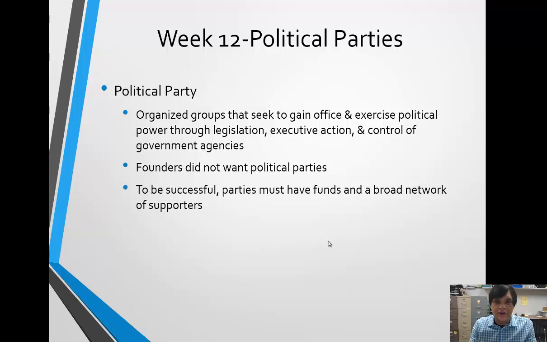If you remember from the original lecture, remember that the founders did not want political parties. They were really worried that political parties were just going to dumb down the system and that it would make things much more inefficient. To be successful, though, parties must have funds and a broad network of supporters. In order to be successful, parties must increase their power, and they must be active in politics. So it often goes against what the founders wanted, and it's often contradictory compared to where our political system ended up today.